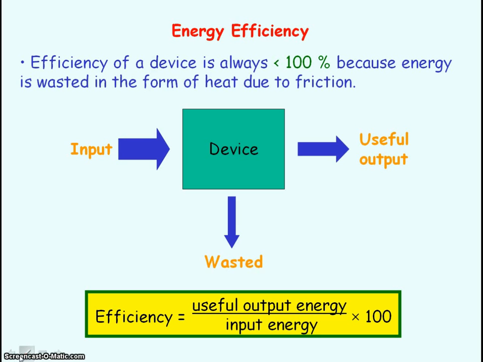And the efficiency of a device that is converting energy is equal to the useful output energy divided by the input energy and multiplied by 100 to get it as a percentage.